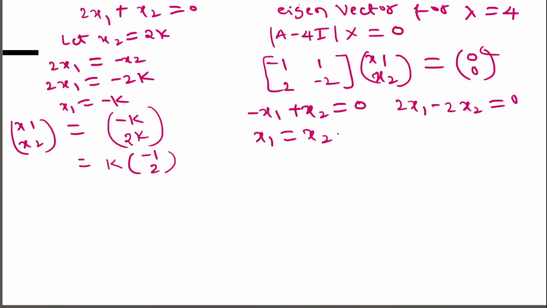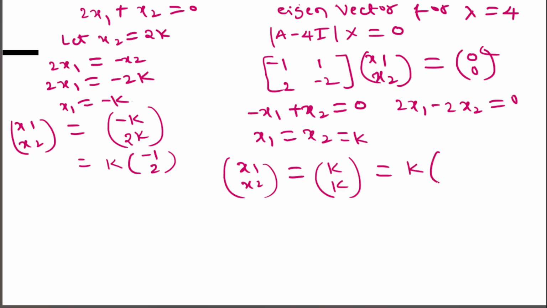Hence we take x1 and x2 both as k, then x1 value is also k. Then its eigenvectors are x1 comma x2 written as x1 is k, x2 is also k. Then k can be taken as common outside, and the remaining is 1 and 1.